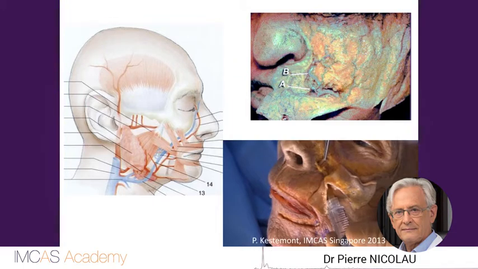Now, the vascular anatomy of the face is a problem because you can see on the sketch on the left that it shows a fairly straight course going underneath the muscles. Unfortunately, this is not true, as you can see on this dissection, one of them from Philippe Questemont from the Singapore meeting, but there are more and more of these dissection courses, especially at the IMCAS, that show that the anatomy of the facial artery is extremely variable from one person to the other, but also from one side to the other.